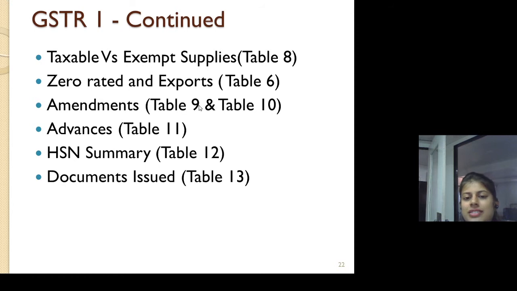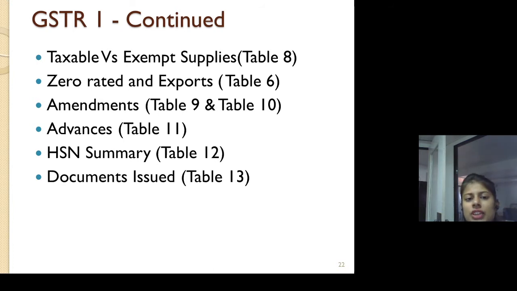There are certain points: in GSTR 1 we have to show taxable versus exempt supplies both. You can give taxable supplies, and you are also supposed to declare your exempt supplies in table 8. Taxable supplies, B2B and B2C, have separate tables, but exempt supplies are to be declared in table 8. Then there are exports. If you are exporting out of India, zero-rated supplies, deemed exports, and supplies to SEZ etc., that is to be taken in table 6.